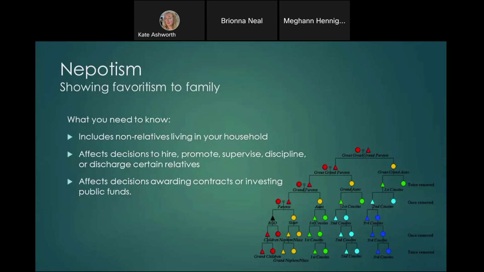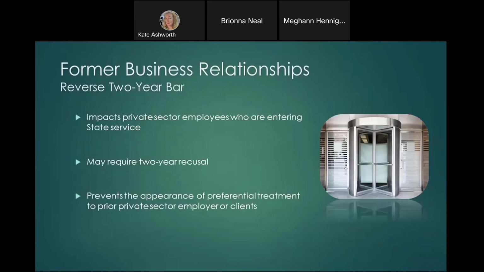The next slide is regarding the reverse two-year bar. This is about the rule regarding when it affects former private sector employees coming in newly into state service, someone coming in and recusing themselves from matters directly involving their former private sector employer. This comes from an older advisory opinion.